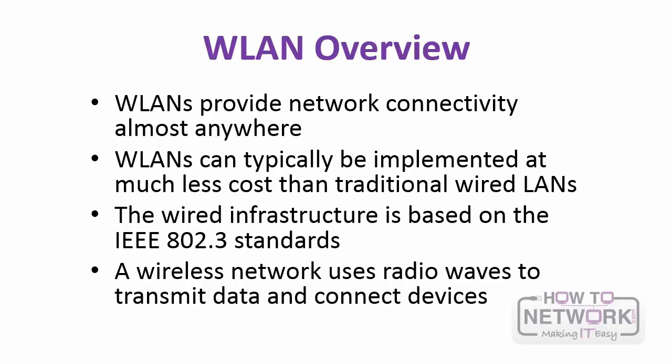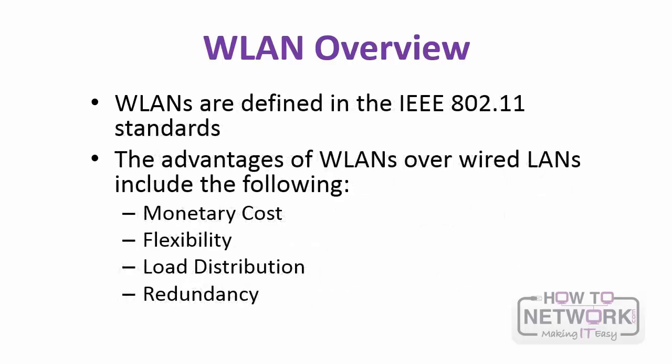The wired infrastructure is, of course, based on the 802.3 standards, but a wireless network uses radio waves to transmit data and to connect devices. So as you surely know, a wireless network uses radio waves to transmit data and connect devices. Wireless LANs are defined by the 802.11 standards.